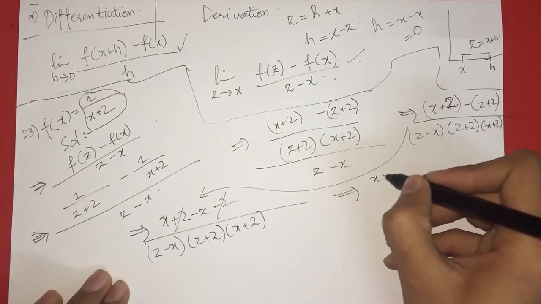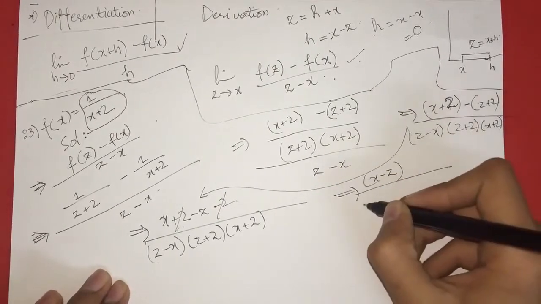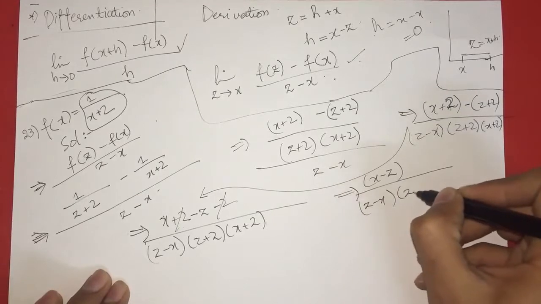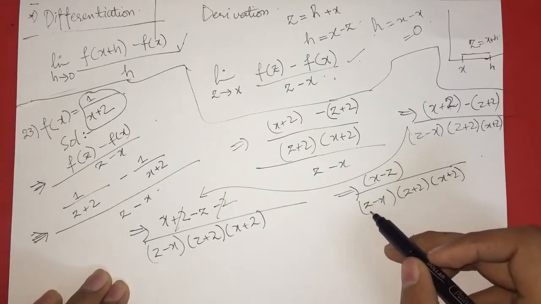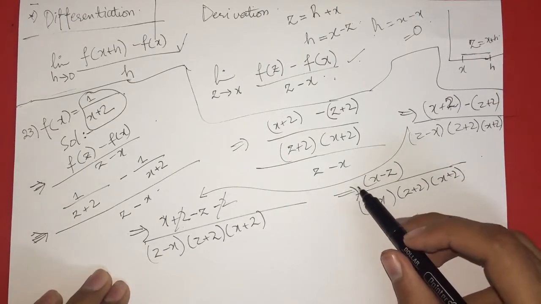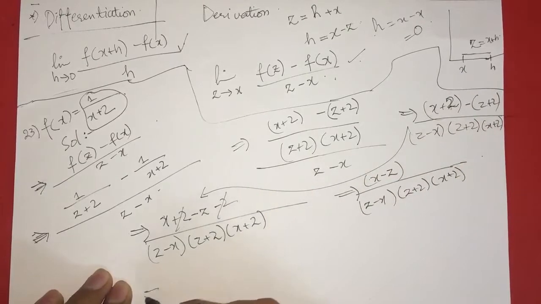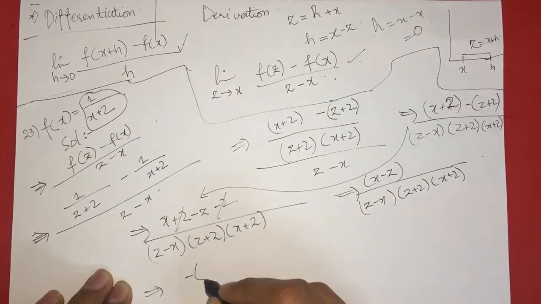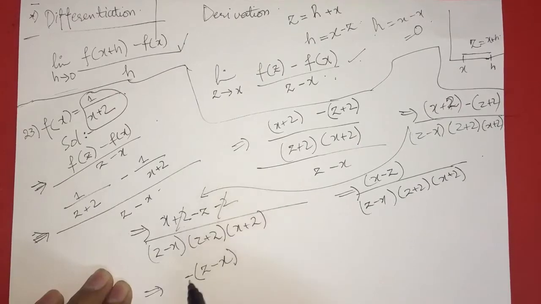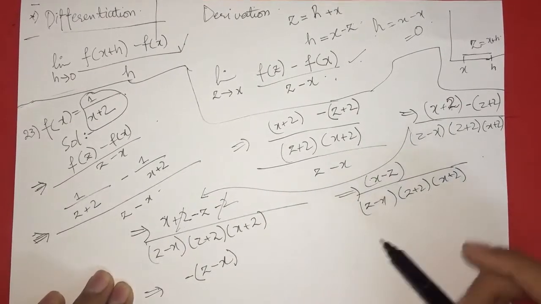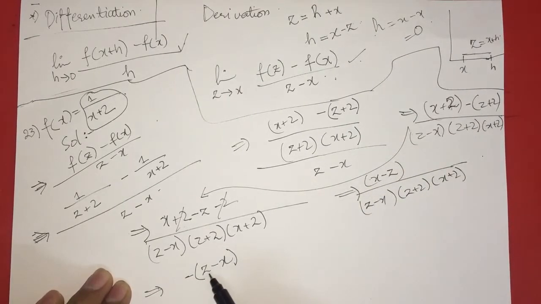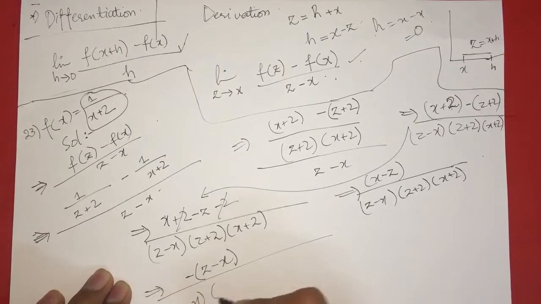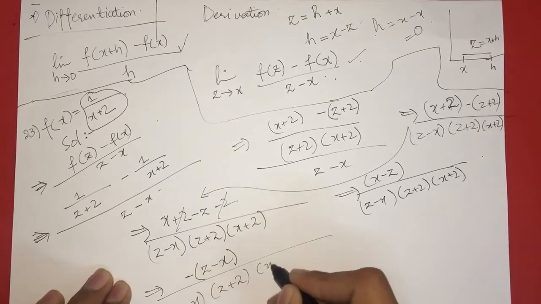We'll get x minus z, and z minus x, z plus 2, x plus 2. Now we want to cancel out this term, so what we are going to do is multiply the numerator by minus 1. So we are going to get minus z minus x. This basically means that when we multiply, the minus is going to shift from x minus z to minus x plus z. So I just shifted the terms. We have minus x plus z divided by z minus x, and z plus 2, and x plus 2.